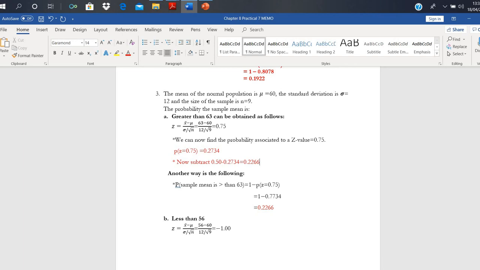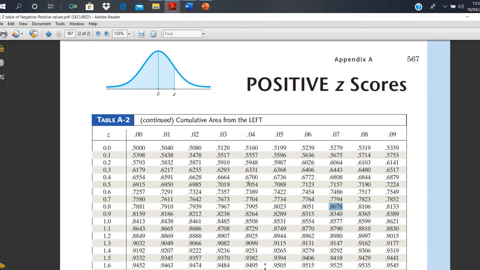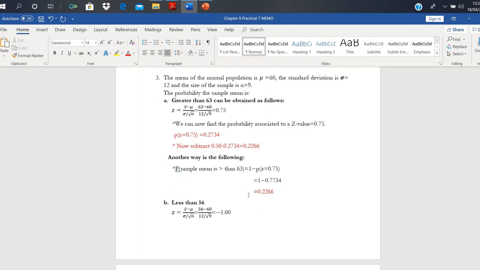The second way, if we want to use the other table, this table here, is to go straight to find the probability associated to a Z value of 0.75. And here we are. Here the probability is 0.7734. So we will now have to take 1 minus the probability of the Z value associated to 0.75, which is this one. So it will give us 1 minus 0.7734, and it will give us the same value, 0.2266.